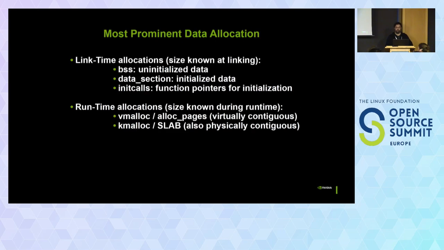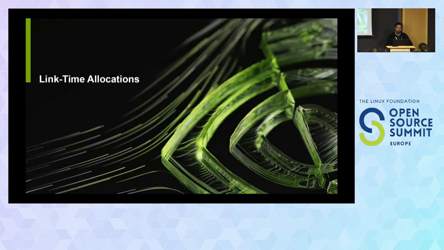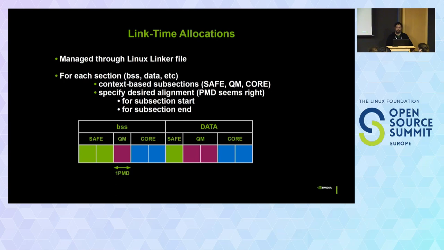For example, as I mentioned, you can see the allocations as link time and runtime. Link time are those which have known size at the moment of the linking, when the binary is created, and runtime is what happens when the system is running. If we look at link time allocations, for example, BSS, which is non-initialized data, and then the data section, which is the initialized data, we can partition also those. And for example, if we define them as aligned to a multiple of one PMD, we can create subtrees inside them.